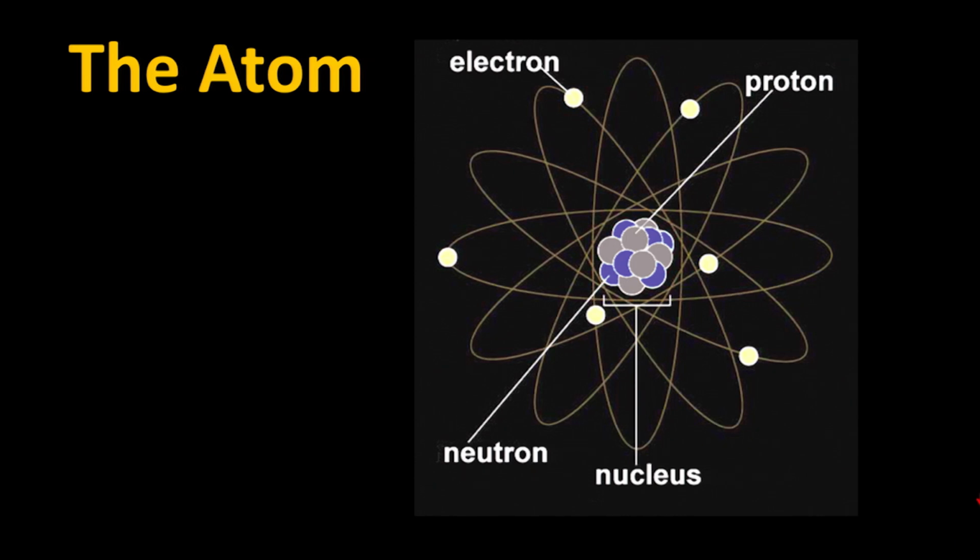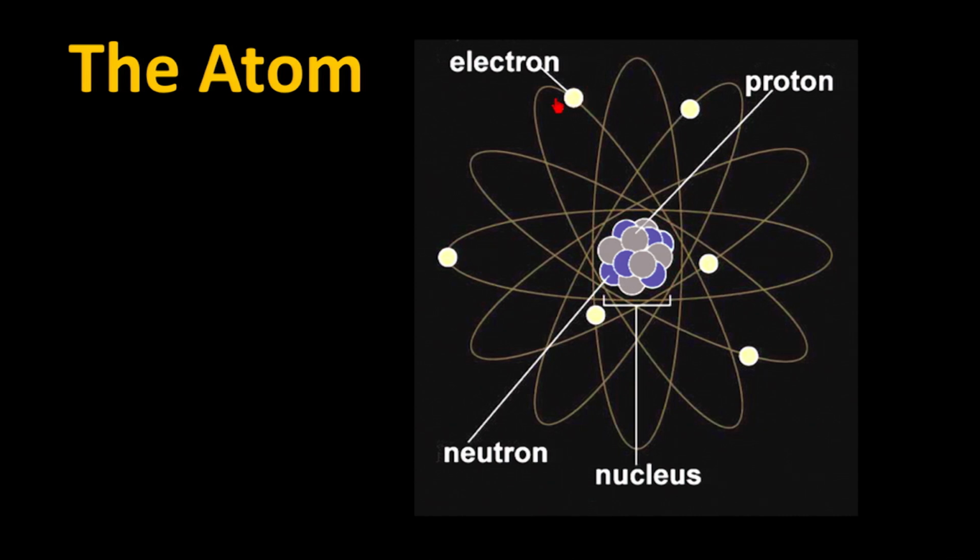What you can see in this picture is that inside of every atom there is the central portion called the nucleus. The nucleus is composed of two different types of particles. One of the particles is called a neutron. The other particle is called a proton. So protons and neutrons make up the nucleus of every atom.